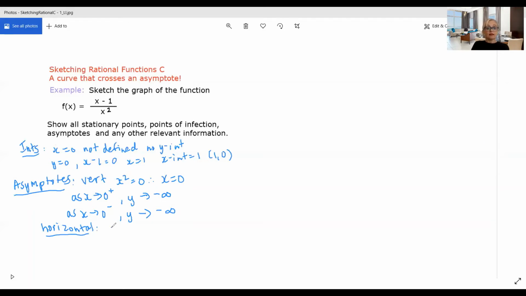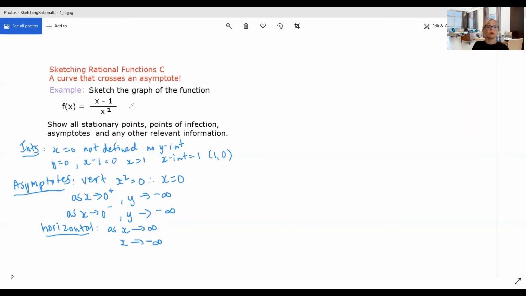Okay, as x is tending towards infinity and as x is tending towards negative infinity, we need to think about what this function is approaching. Because the denominator has a higher power than the numerator, we know that this function will be tending towards 0. Let me say that again.